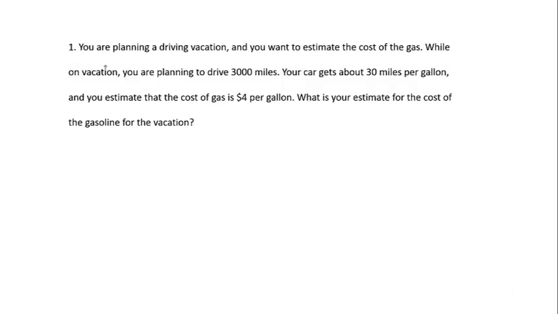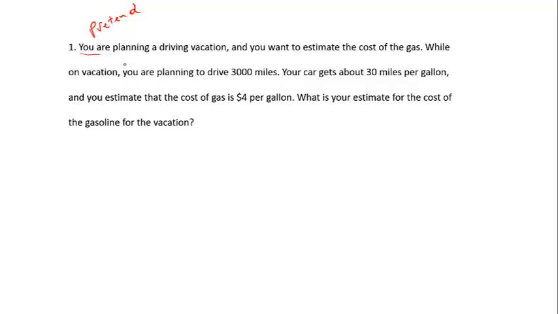Number 1. You are planning a driving vacation and you want to estimate the cost of gas. So it says you are, and that sort of feels weird to me because it's telling me what I'm supposed to do, what I'm doing, but I'm just going to recognize that it's saying just pretend. Okay, so just go into the world of the problem and pretend.